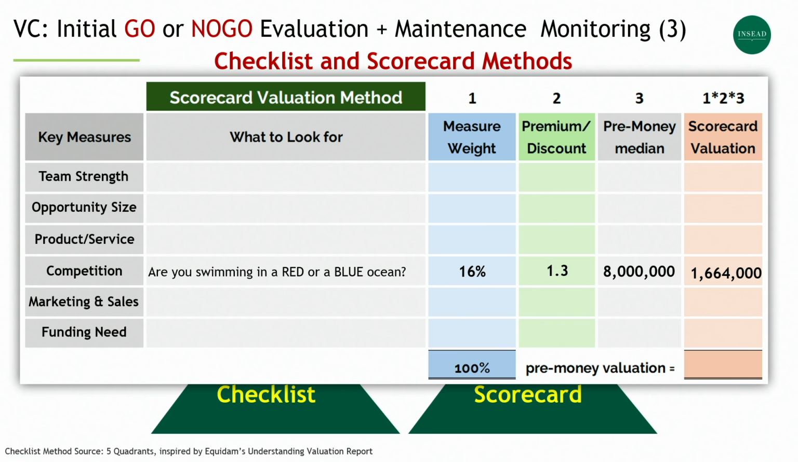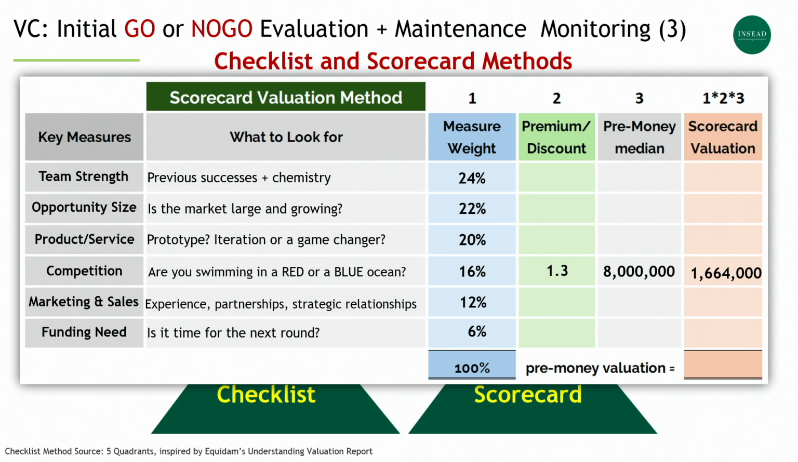As a VC, I will do this for all my key measures on the left-hand side. So there is the team strength, opportunity size, product and services, marketing and sales, funding needs, and so on. You will appreciate all those are slightly different, whether you are pitching a consumer startup or a deep tech or AI startup. So I'm just going to fly in the measures, the weights that have been allocated by the fund, and let's see how this particular startup does.